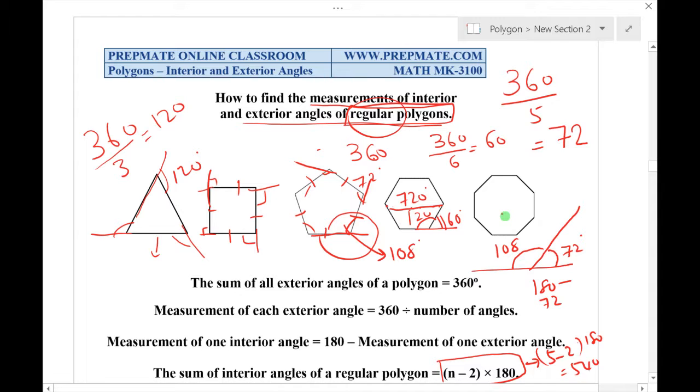Would you want to try this for this shape? Let's try to find out how many sides there are. 1, 2, 3, 4, 5, 6, 7, 8. So an 8-sided regular polygon is called an octagon, correct? Okay. So take a moment, pause the video, and try to answer these 2 questions. What is the measurement of each exterior angle? And what is the measurement of each interior angle? Pause the video, do it yourself, and then resume. Play the video one more time, and see if you get it right.